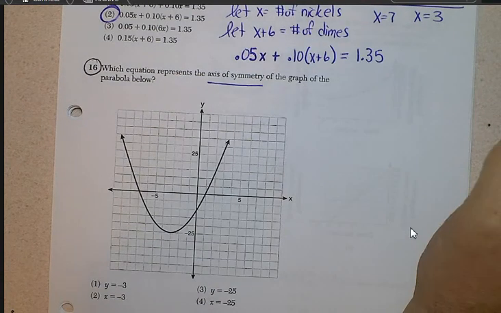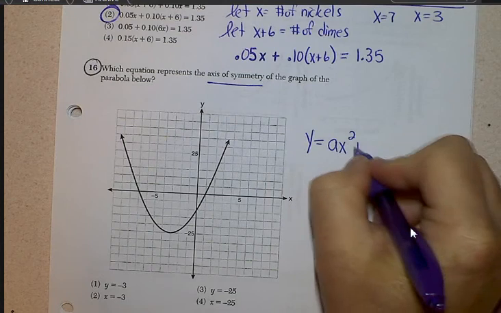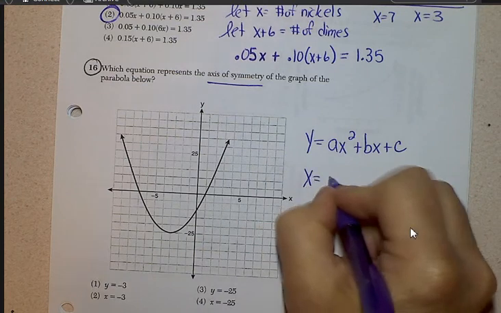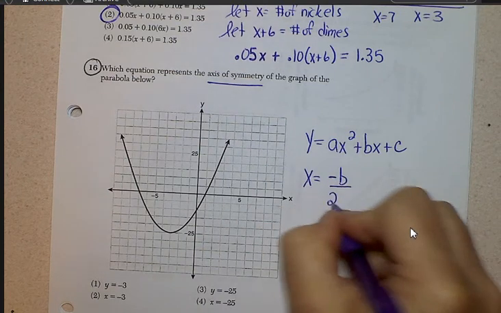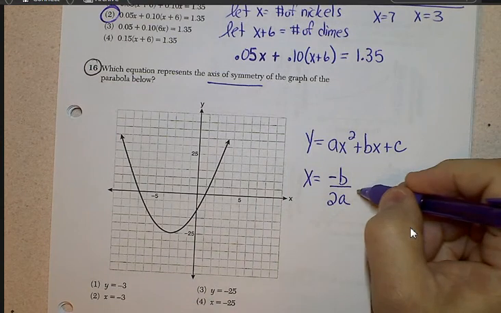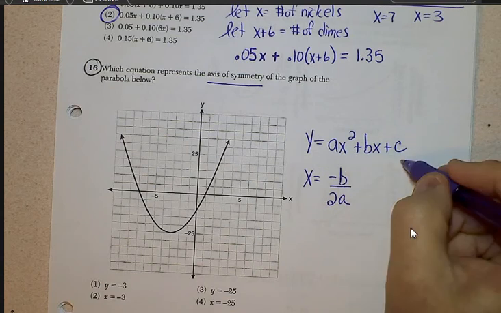We have to remember that a parabola written in standard form is your quadratic, ax squared plus bx plus c. And we also have a formula for the axis of symmetry, which is minus b over 2a. We're not going to be able to use the formula in this problem only because we're not given the equation for the quadratic, we're given the graph.